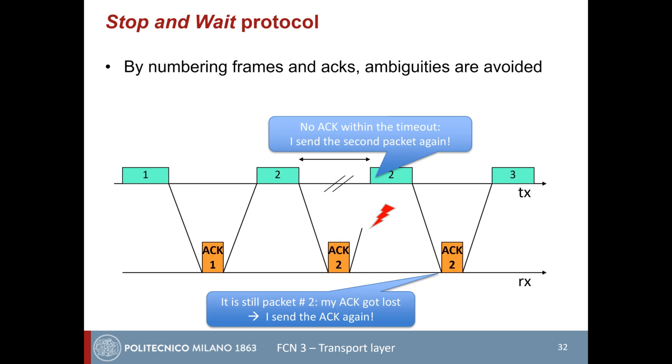When the sender finally gets ARQ number 2, it can start transmitting packet number 3. So with numbering, this stop and wait is robust also in the case of the loss of the ARQs.